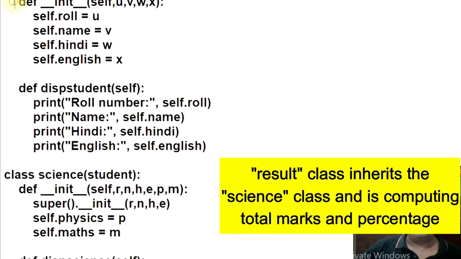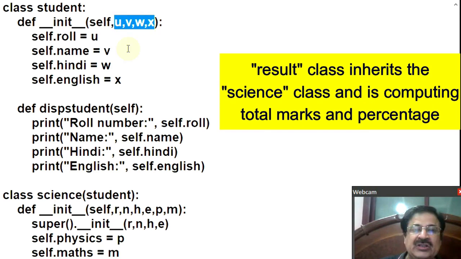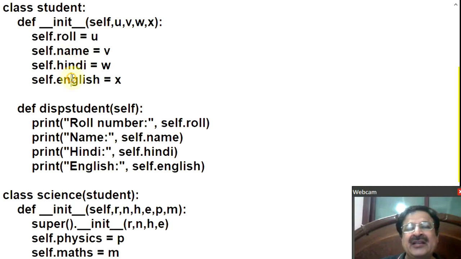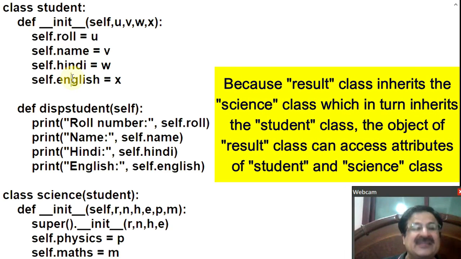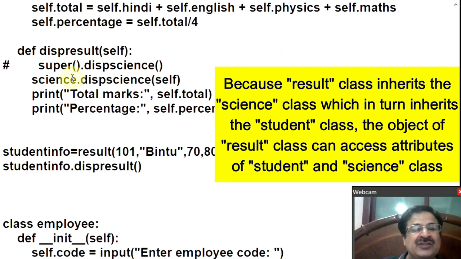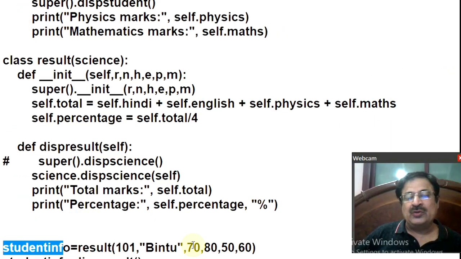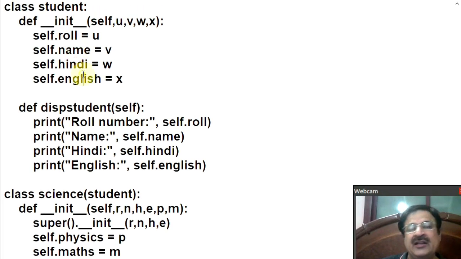So control will jump over here. These values in R, N, H and E parameters will be assigned to these parameters U, V, W, X. And these values will be assigned to the roll number, name, Hindi, English attributes. These roll number, name, Hindi, English attributes are the instance attributes of the object which is invoking it, that is, of the student info object, right? So 101, bin2, 70 and 80 are assigned to roll, name, Hindi, English attributes.